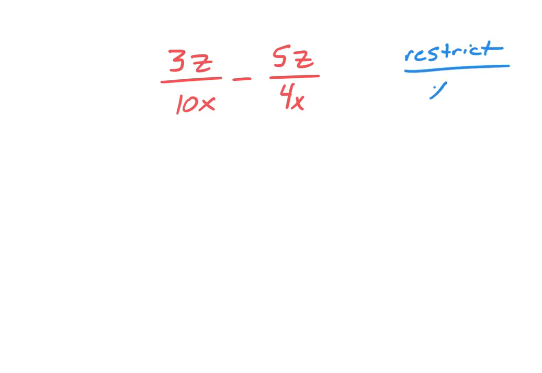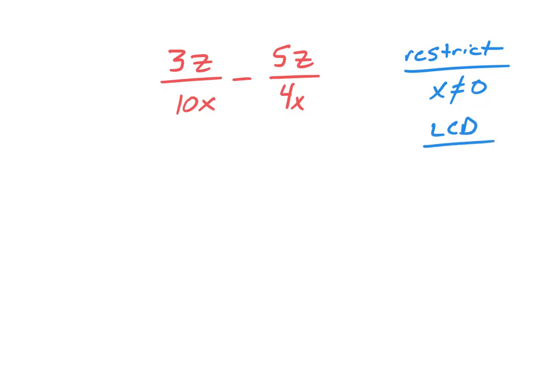Let's look at this one here: 3z over 10x minus 5z over 4x. If we talk about restrictions, what can x not equal here? Because x is on the bottom, and as long as there are no plus or minus signs on the bottom, then our restriction is simply 0. Because 4 times 0 is 0, 10 times 0 is 0. So if I plug 0 in for x, it would give me 0.